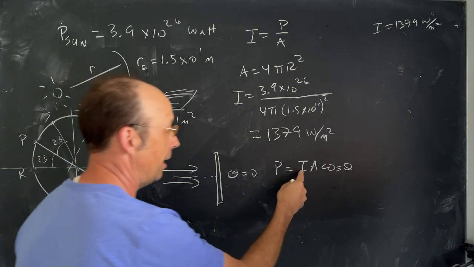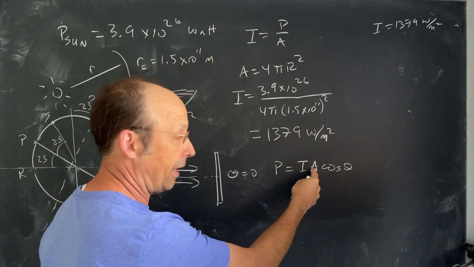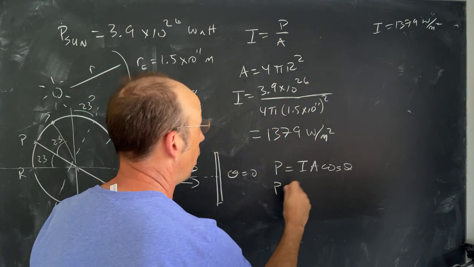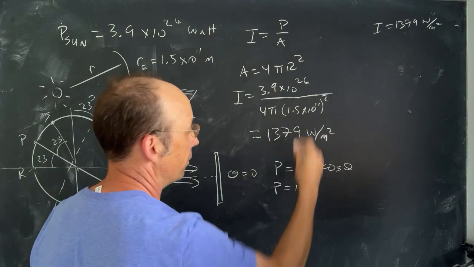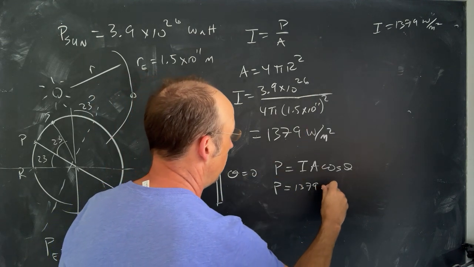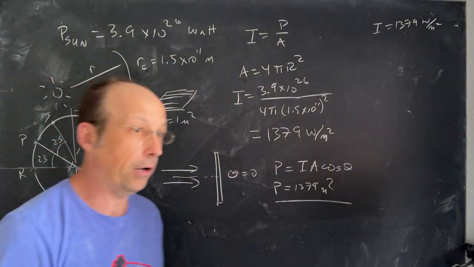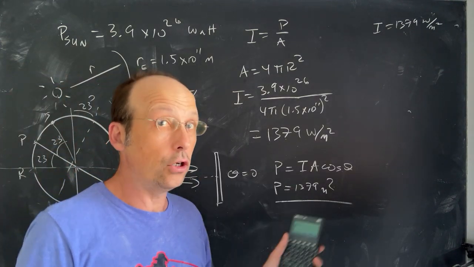So now I can take the intensity of light times the area of that solar panel, which is 1. So I get the power at that point R is just going to be 1 square meter times 1379 watts per square meter. So that's the power per square meter for a solar panel. That's the best you can do.